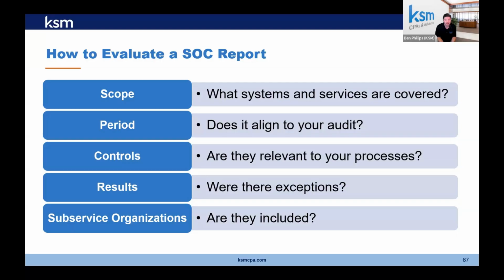The second is the period of coverage. So does the report align with your audit or your reliance period? Third is relevance. Are the controls applicable to your processes and risks? Then there's results. Were there exceptions or failed controls identified? And finally, subservice organizations. Does the vendor rely on additional third parties like cloud service providers? And if so, how are those risks addressed?